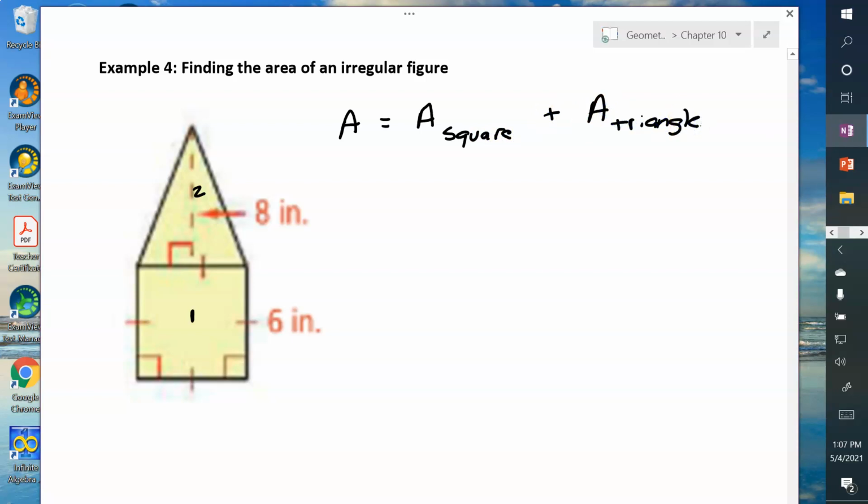All right, the square. The square is a rectangle, so I do base times height. And it happens to be a rectangle where the base and the height are the same thing. So my area of a square is going to be 6 times 6. That's my square. My triangle is going to be 1/2 base times height. The height's given to me as 8 inches, but what's the base? Well, that base is one of the sides of the square, so it is also 6. So base is 6, height is 8.